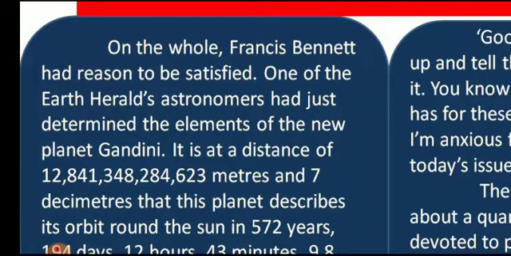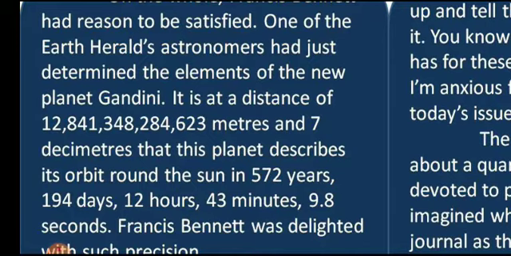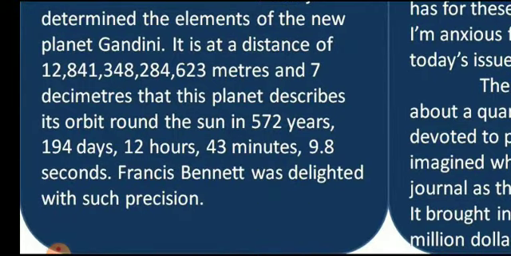Let us start. On the whole, Francis Bennett had reason to be satisfied. One of the Earth Herald's astronomers had just determined the elements of the new planet Gandhini. It is at a distance of 12,341,348,284,623 meters and 7 decimeters that this planet describes its orbit round the Sun in 572 years, 194 days, 12 hours, 43 minutes, 9.8 seconds. Francis Bennett was delighted with such precision.